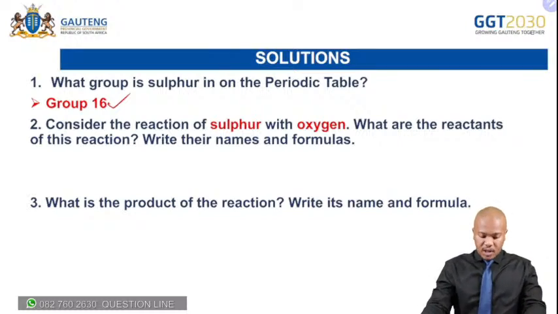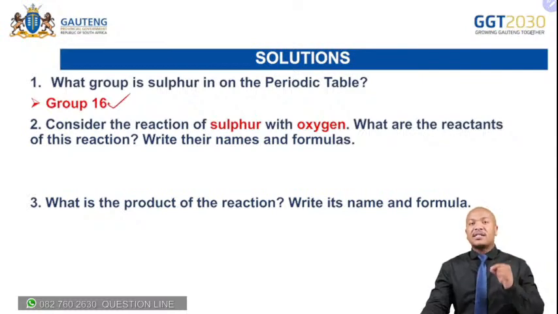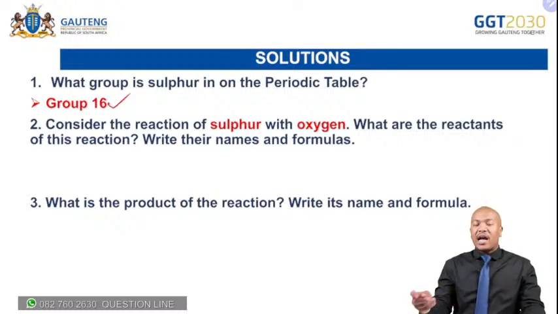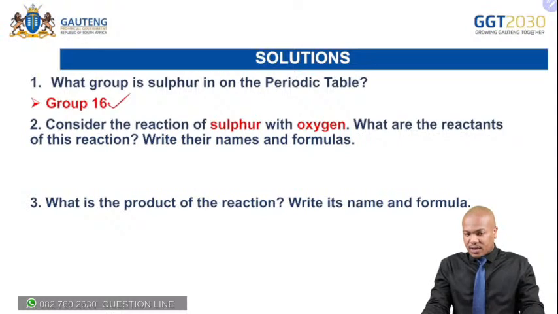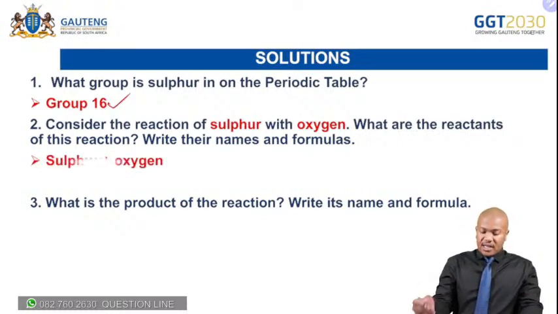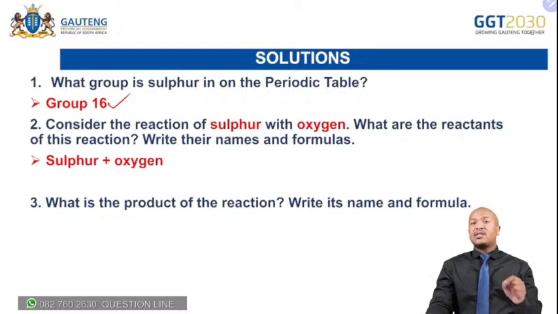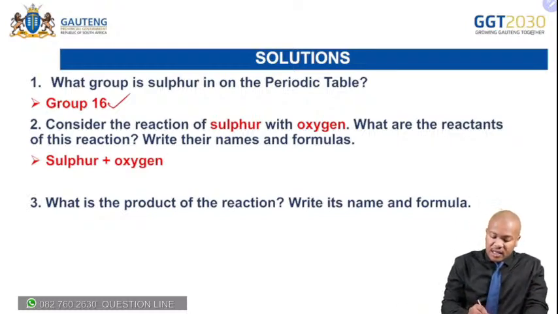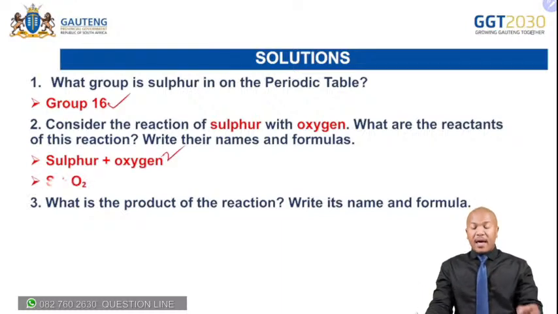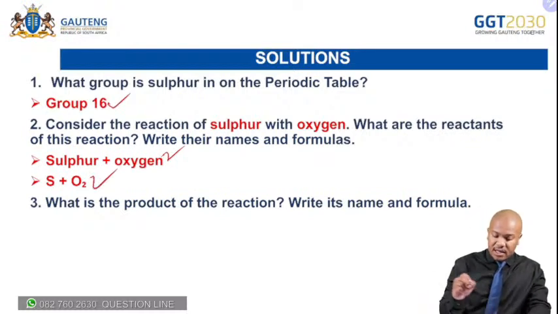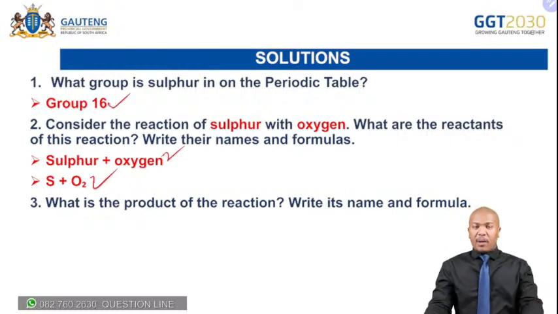Number 2, consider the reaction of sulfur with oxygen. That is the reaction, sulfur and oxygen. So you tell us what the reactants of this reaction are, then you write their names and formulas. Let's look at the answer. The answer is sulfur plus oxygen. Those are the names. Give yourself a tick. Then the formula is S plus O2. Then you give yourself a tick as well. Let's move on to number 3.